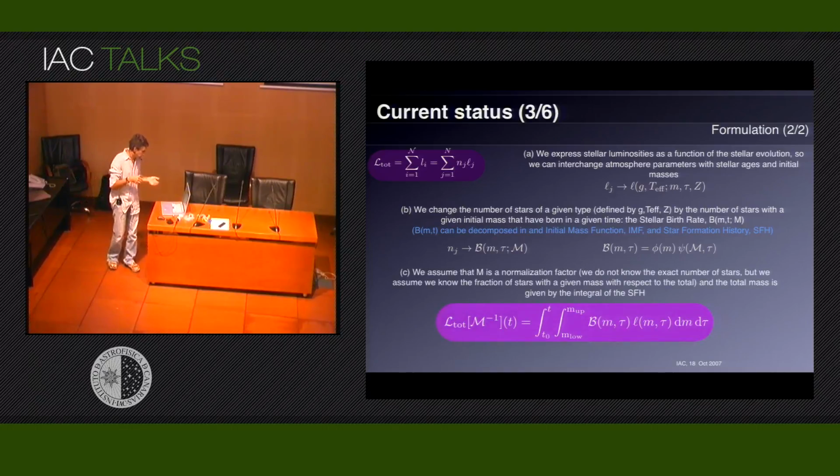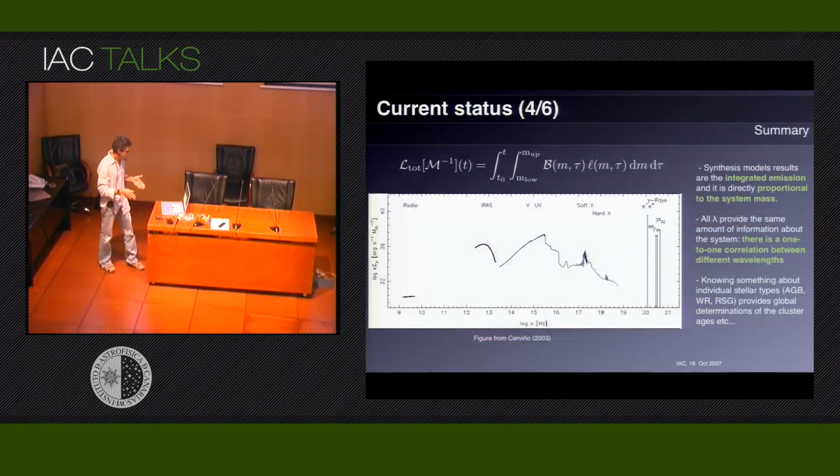And, well, you can decompose the stellar birth rate into the initial mass function and the star formation rate. And at the end, the only thing that you need to do is to make this integral, with all the things that you have assumed, and you obtain this total luminosity, normalized by the total mass. So in general, this is what synthesis models do. And you obtain the integrated emission, directly proportional to the amount of stars in the system.